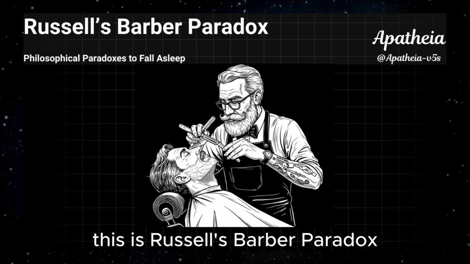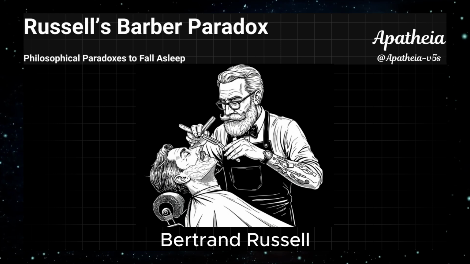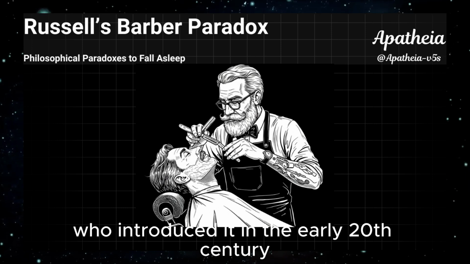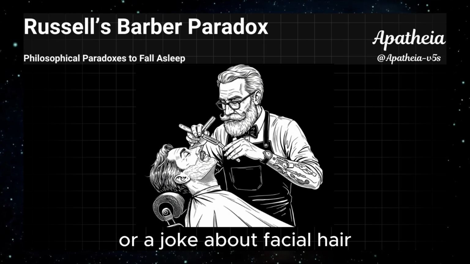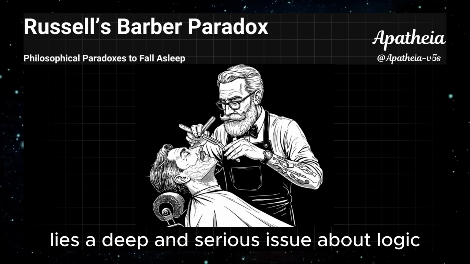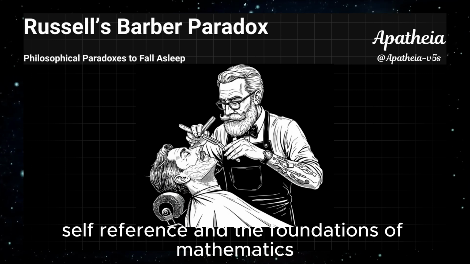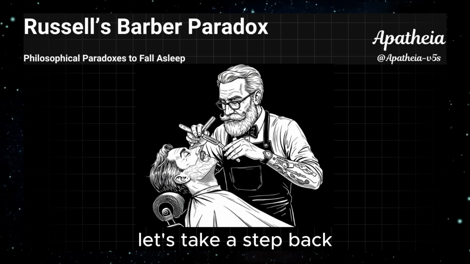This is Russell's Barber Paradox, named after the British philosopher and logician Bertrand Russell, who introduced it in the early 20th century. On the surface, it feels like a quirky riddle or a joke about facial hair, but beneath it lies a deep and serious issue about logic, self-reference, and the foundations of mathematics. To understand why this paradox matters, let's take a step back.